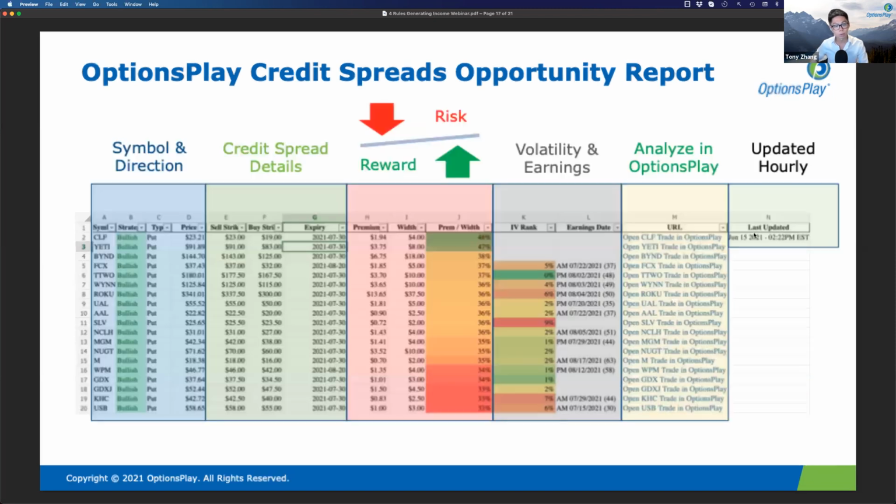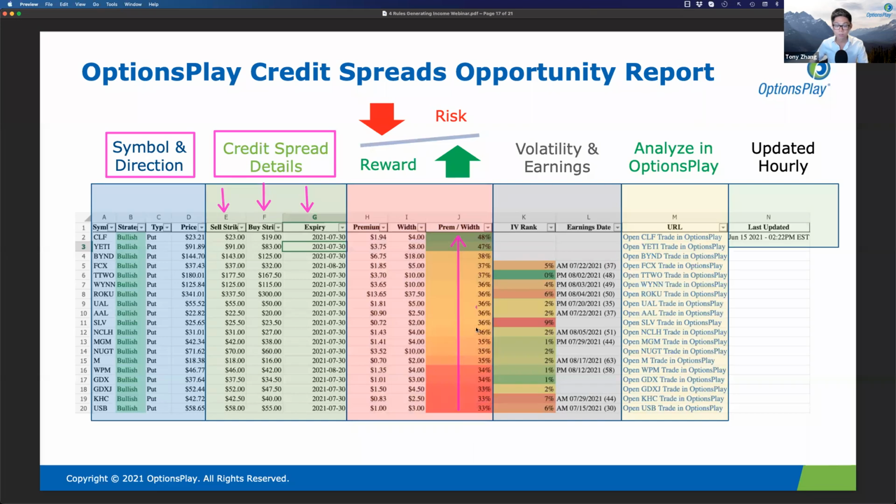And this is updated for you every single hour. So you have symbol and direction, so you know what stock it is, whether it's bullish or bearish, and what the current price of the stock is. We tell you the credit spread details: which strike to sell, which strike to buy, and what expiration to use. The risk to reward is how much premium you're collecting as a percentage of the width. The higher the premium you collect, the less the risk you're taking. So what you're trying to do is maximize your reward and reduce your risk.